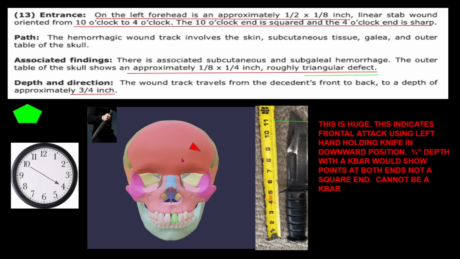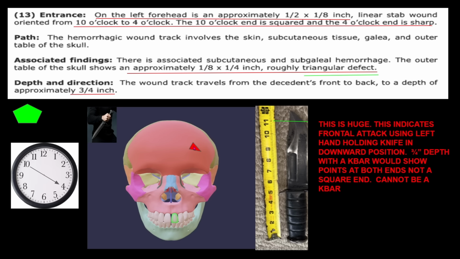a depth of 3/4 of an inch, this is almost, in my opinion, definitive proof that this is not a K-bar creating this wound. And the reason I say that is, at 3/4 inch deep, this is a stab wound. When it goes in 3/4 of an inch on a K-bar, this wound should have 2 sharp points, because you can see in a 7-inch K-bar over here that until the blade point gets to almost 2 inches, it is a clip point blade that is sharp on both sides.